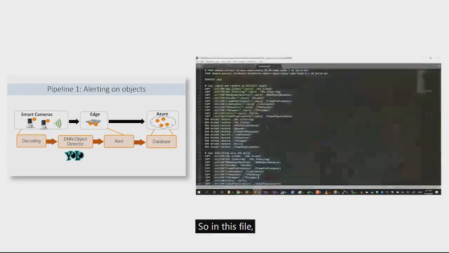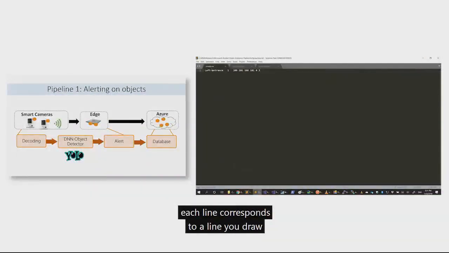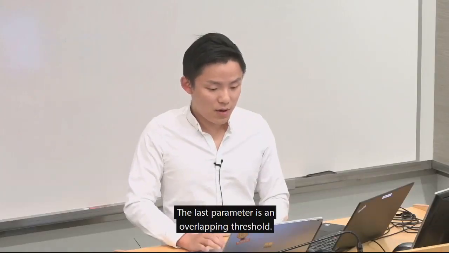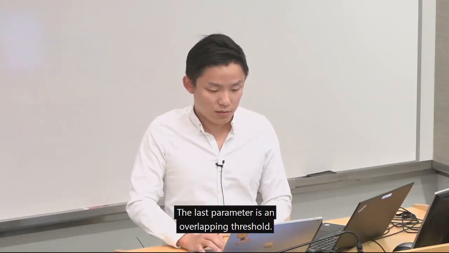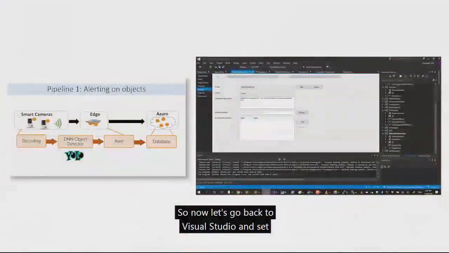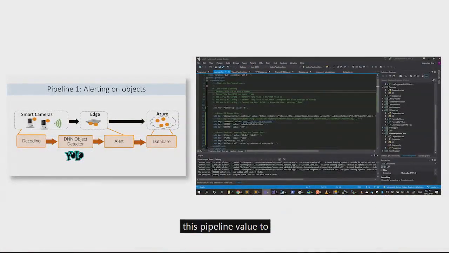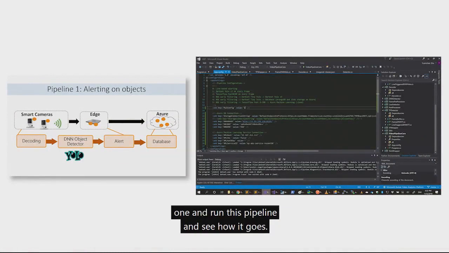In the sample line configuration file, each line corresponds to a line you draw on the scene, starting with the name of the line, the ID of the line, and four values defining the coordinates of the line. The last parameter is an overlapping threshold. Now let's go back to Visual Studio, set this pipeline value to 1, run the pipeline, and see how it goes.